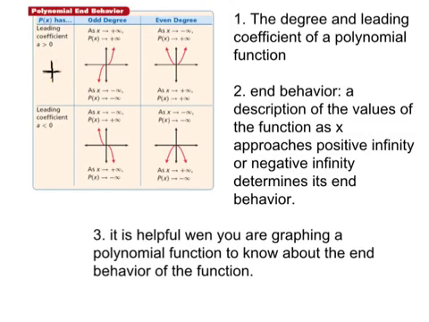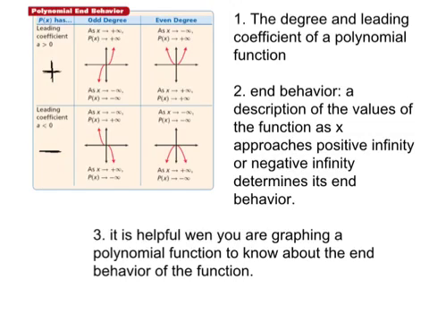For a positive leading coefficient and an even degree, like 2, 4, 6, as x goes to positive infinity, your function goes to positive infinity. As x goes to negative infinity, your function goes to positive infinity. Alright, leading coefficient is negative, less than 0. As x goes positive infinity, your function goes negative infinity. As x goes negative, your function goes positive. Do you see how those have just switched?